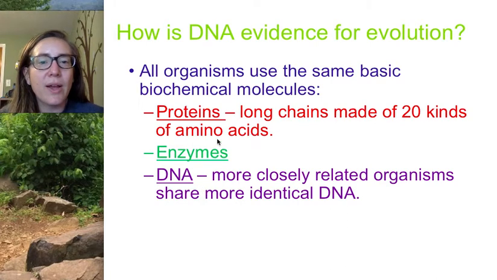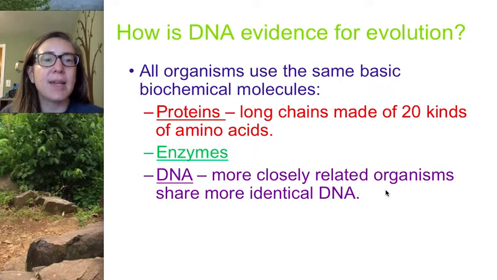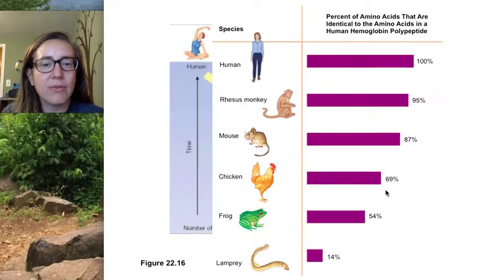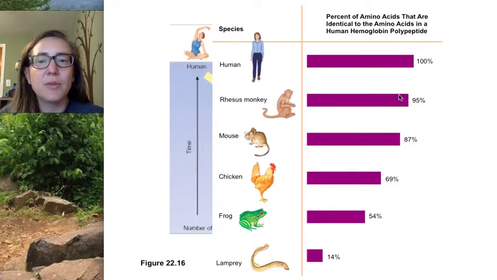And again, where does all of that come from? It comes from DNA. The more closely related you are, the more common DNA sequences of bases you will have. So if we compare a human to, let's say, a rhesus monkey or a mouse, chicken, frog, or a lamprey, which is not a vertebrate, you are going to have differences in terms of the DNA sequence. So we'd be much more closely related to this rhesus monkey than the frog.